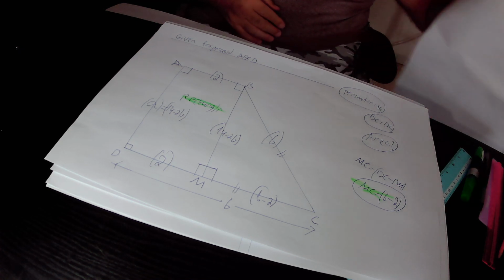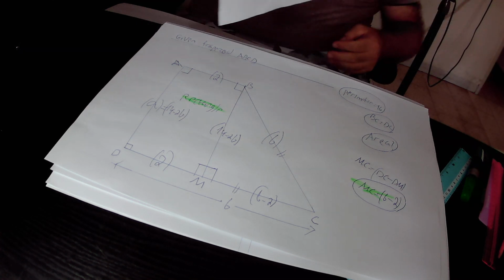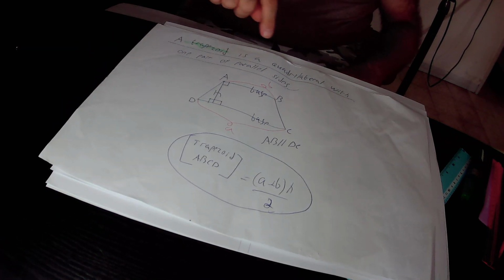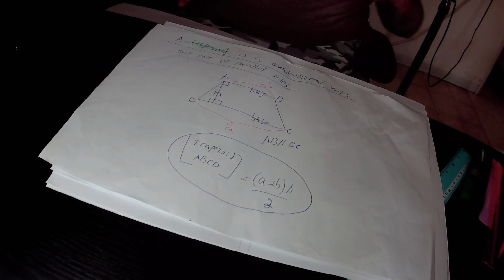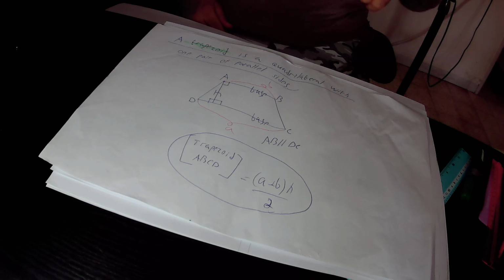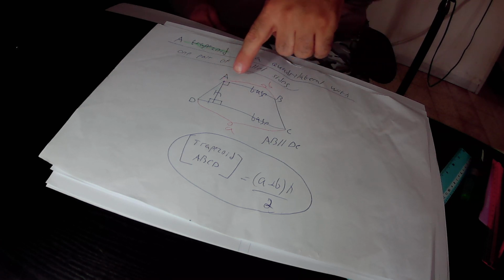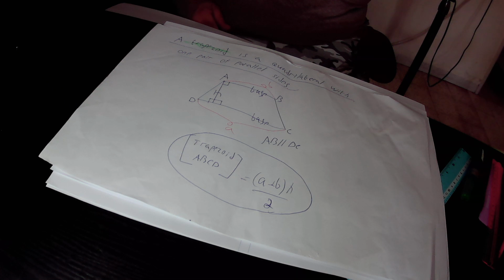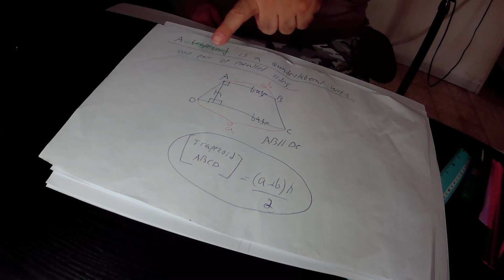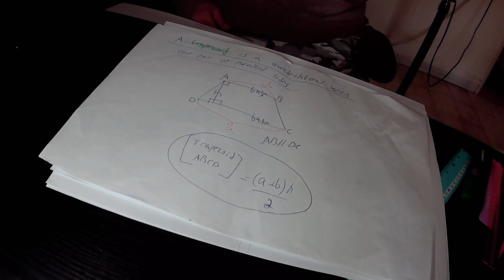First of all, what is a trapezoid? A trapezoid is a quadrilateral with one pair of parallel sides. ABCD is a quadrilateral because it has 4 sides, and because side AB is parallel to the opposite side DC, it is defined as a trapezoid. Those two parallel sides are defined as the bases of this trapezoid ABCD.